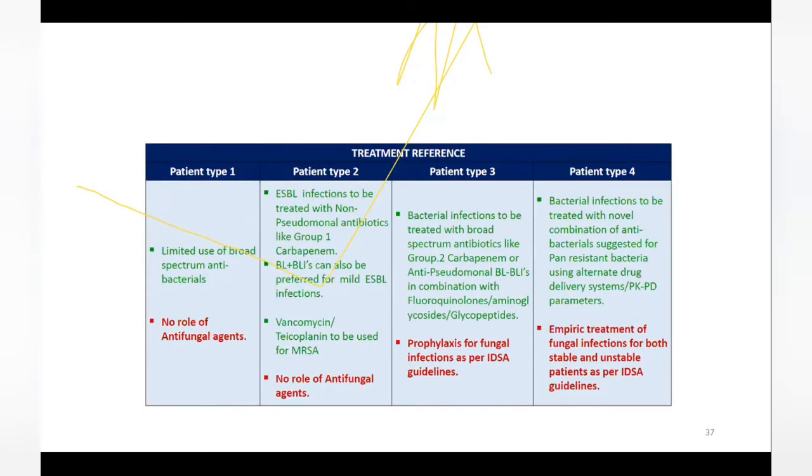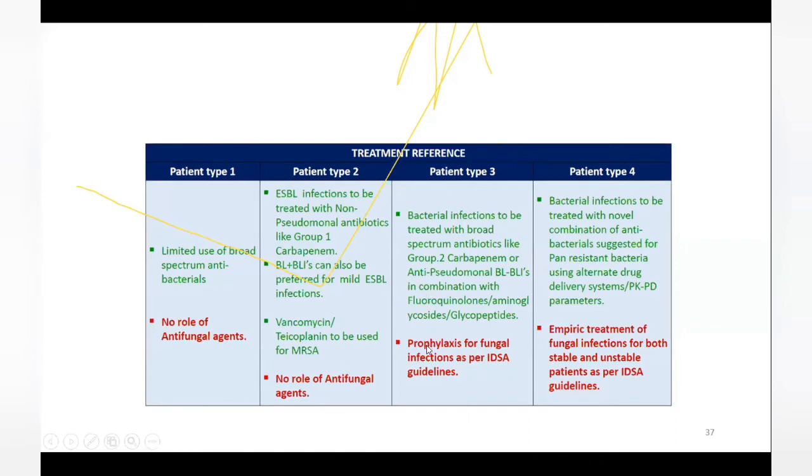So we have 4 groups of patients. For patient type 1, there should be limited use of broad spectrum antimicrobials. Here we have seen there is no contact with the health system, and fungal infections are rare. So there is no role of antifungal agents in the type 1 group. In type 2, there is a lesser chance of ESBL infections, so ESBL infections are to be treated, if suspected, with non-pseudomonal antibiotics like group 1 carbapenems, like imipenem, or beta-lactam inhibitors can also be preferred for mild ESBL infections. Vancomycin or teicoplanin can be considered for MRSA. Here in patient type 2 also, there is no role of antifungal agents.